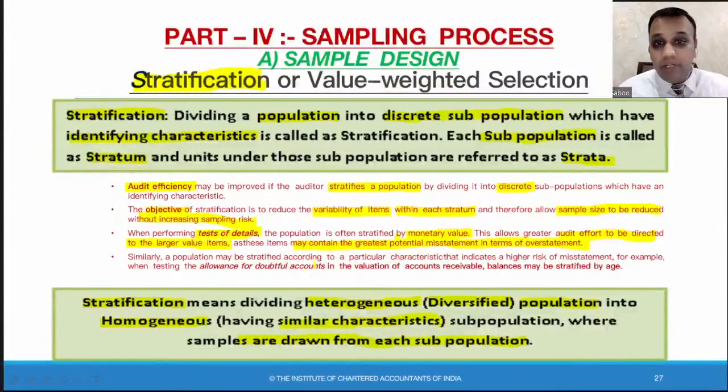Similarly, a population may be stratified according to a particular characteristic. For test of details, that characteristic was monetary value. In other cases, we can take up other characteristics that indicate a higher risk of misstatement. For example, while testing the allowance for doubtful accounts, the provision for doubtful debts, in the valuation of accounts receivable, balances may be stratified by age. We create a provision and deduct it from the debtors in the balance sheet.